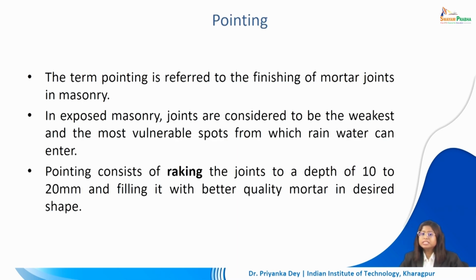The term pointing refers to the finishing of the mortar joints in masonry. If they're in exposed masonry, the joints are considered to be the weakest and the most vulnerable spots where the rainwater will target the building. So the pointing consists of raking the joints. So we are basically scooping out these joints to a depth of about 10 to 20 mm, and we're filling it with better quality mortar and we're giving it the desired shape. So externally the building will look better because we are finishing these joints and making them look uniform and pristine.